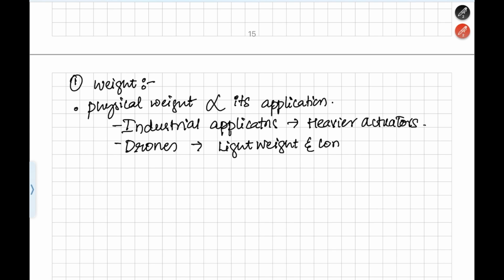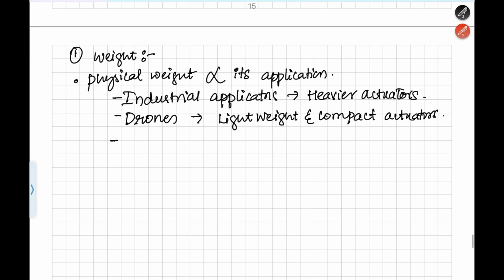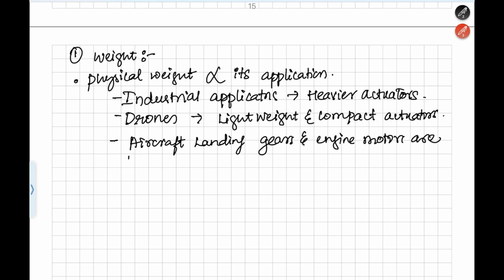and speaking of drones, we require lightweight and compact actuators. Then again, we have a special case, that is in aircraft landing, gas and engine motors are heavy but used in a moving system, that is flight.